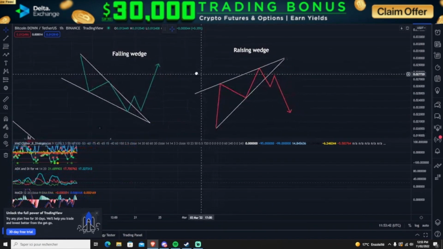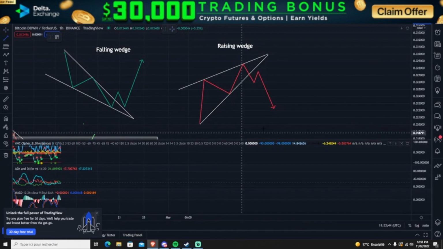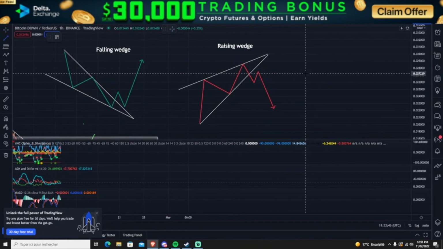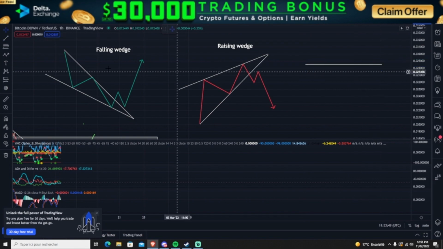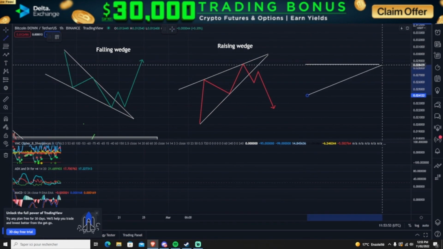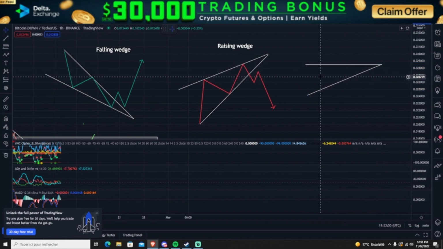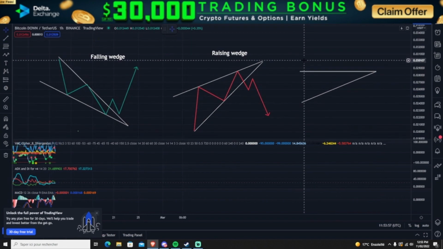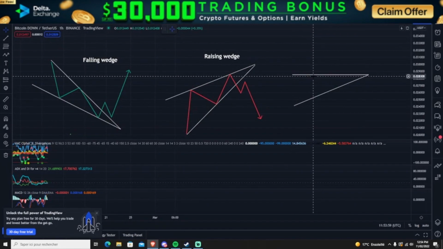Okay, now time for another tutorial. We have the ascending triangle. What is an ascending triangle? It's a triangle with a horizontal support or with a horizontal resistance, like this one over here.